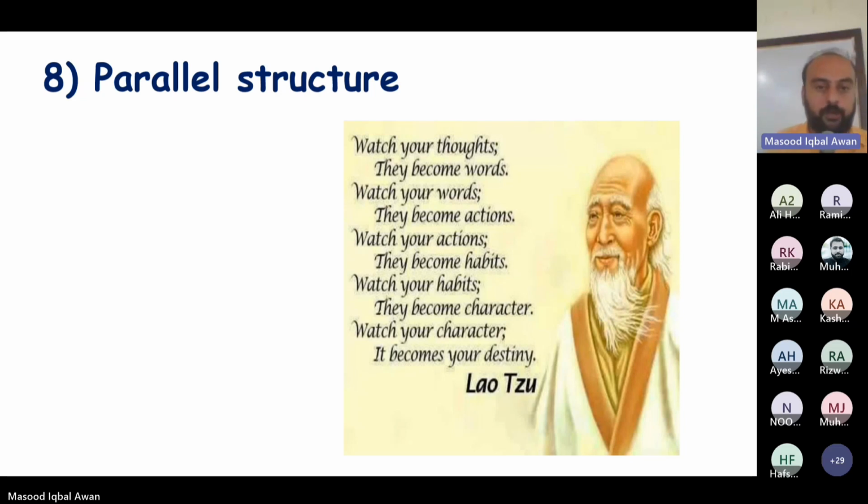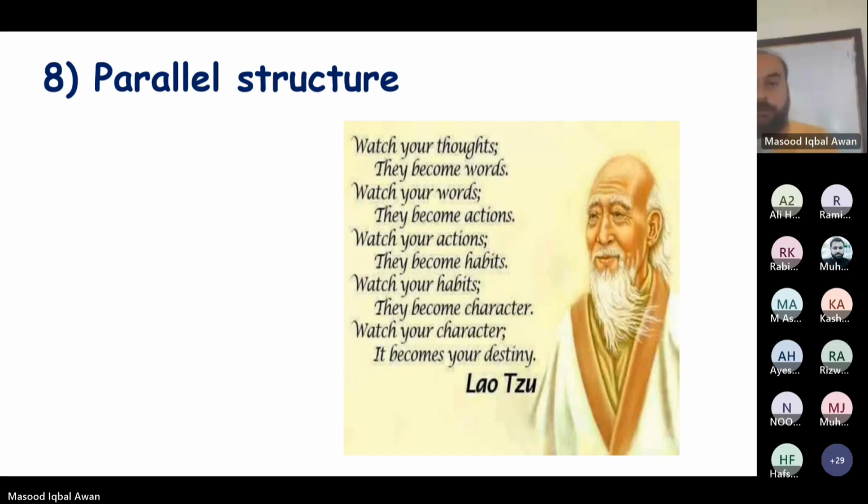Eighth principle is about parallel structure. This is a different, rather difficult concept. For example, first I describe the example. Watch your thoughts, they become words. Watch your words, they become actions. Watch your actions, they become habits. Watch your habits, they become character. Watch your character, it becomes your destiny.